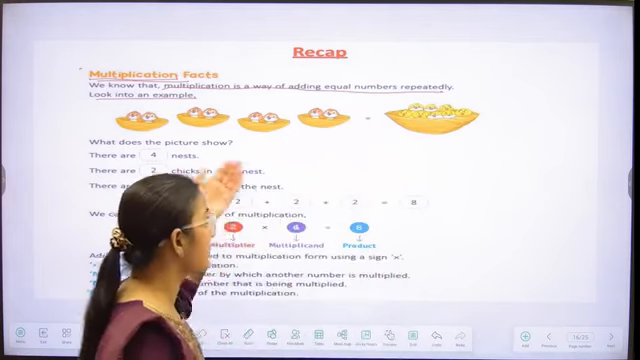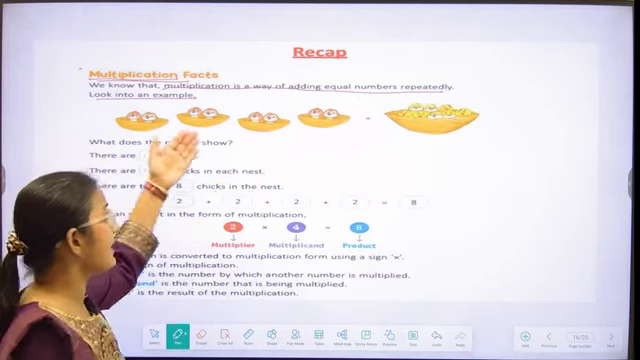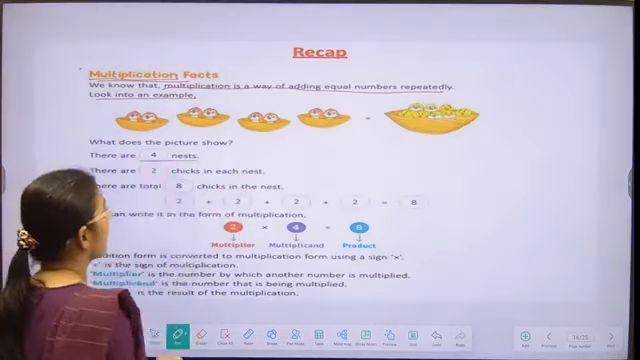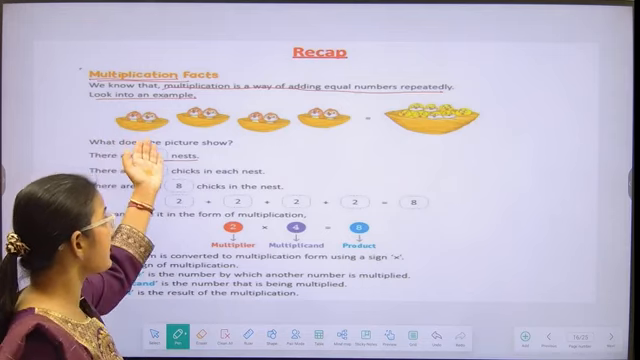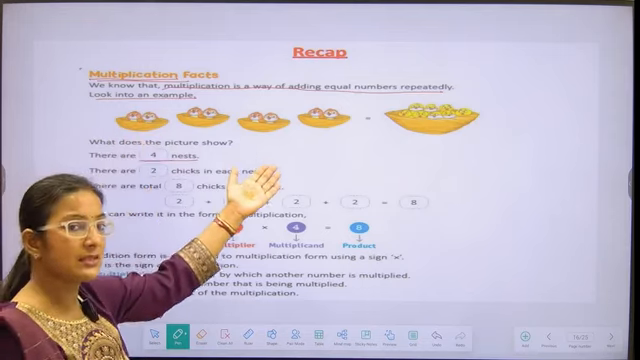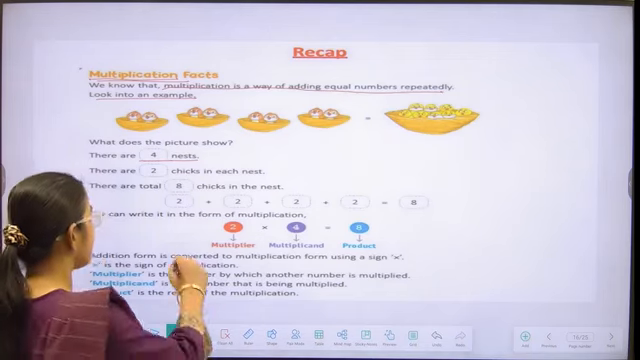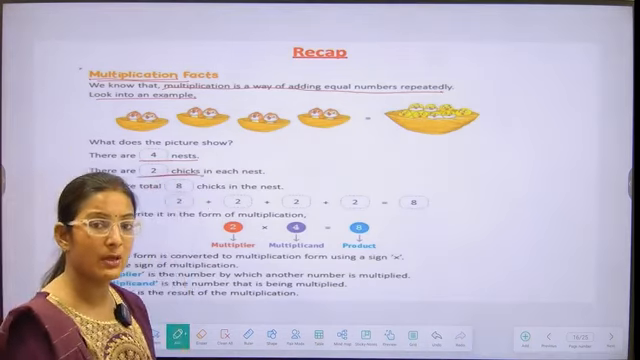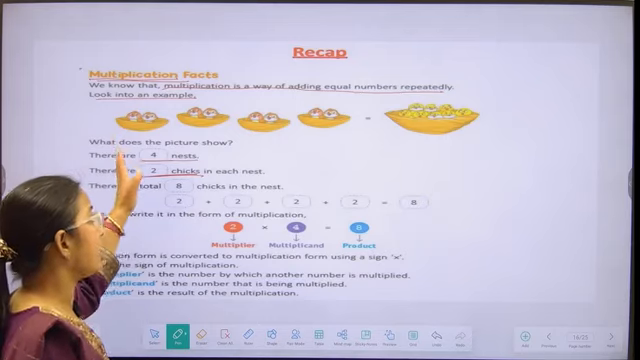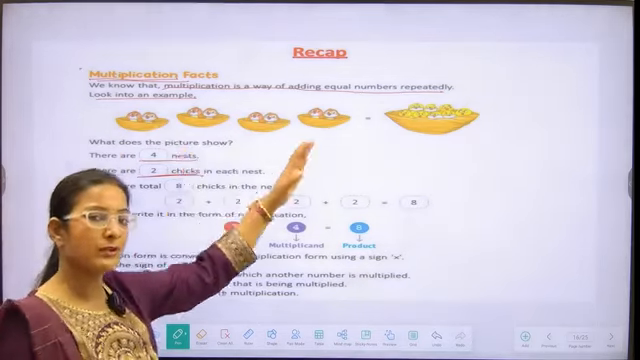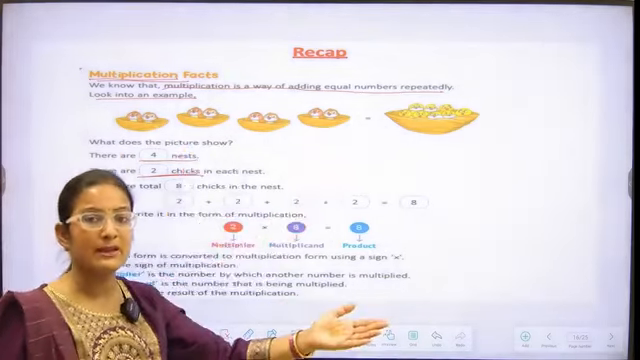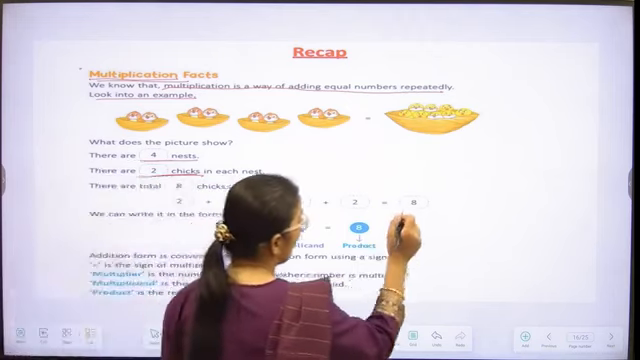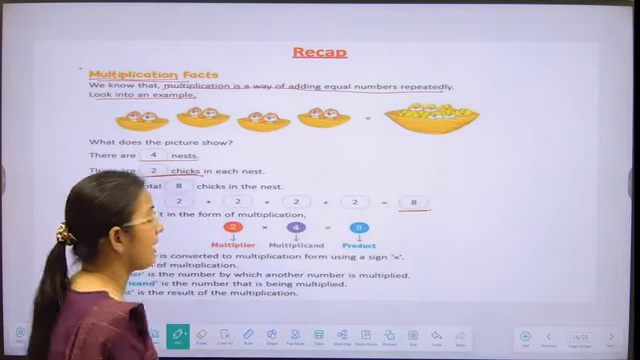As you can see in the picture, we have nests. How many nests do we have? We have 4 nests. And in each nest, how many chicks are sitting? 2 chicks are sitting. So what is the total number of chicks we have? If I add the chicks of all the 4 nests, then I get the total number of chicks. So with this, I get 8 chicks.